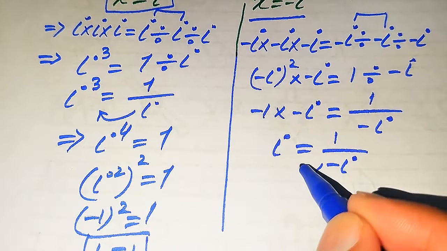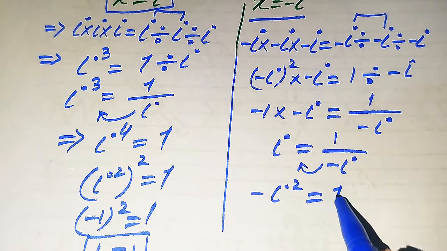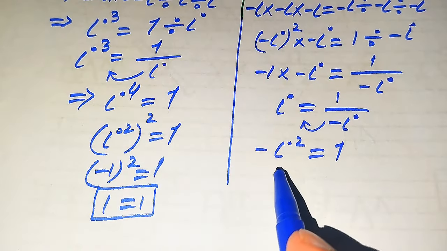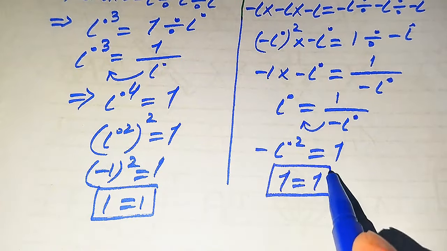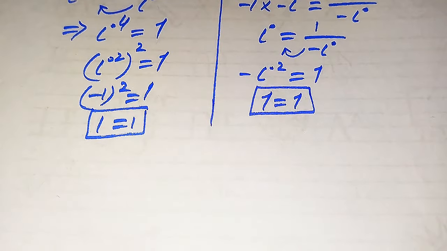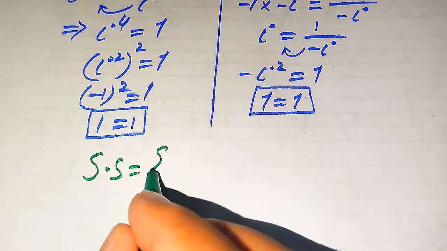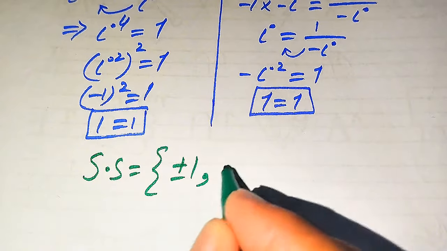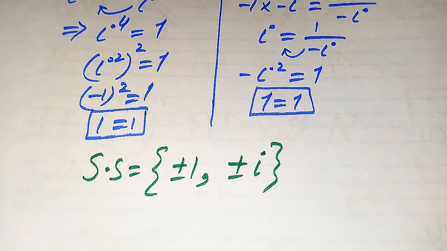So we move this minus iota to the left hand side, and it becomes minus iota square equals 1, and iota square is minus 1, and minus times minus becomes plus, so 1 equals 1. So this shows that this fourth value also satisfies our given question statement. So finally, the solution set of the given question is x equals plus minus 1 and plus minus iota. So this is the final answer.